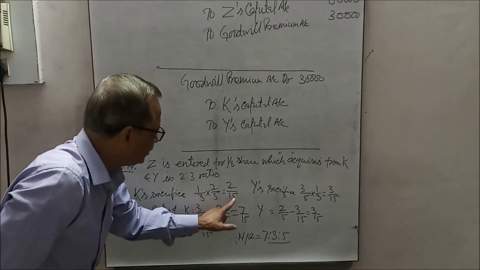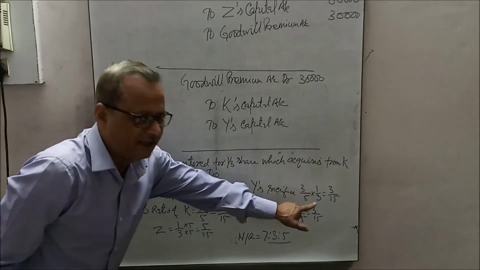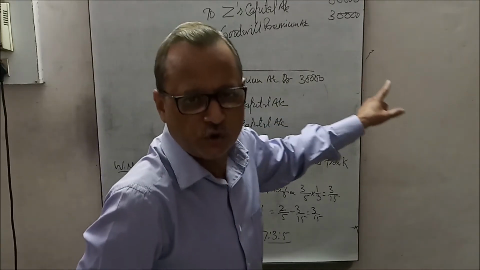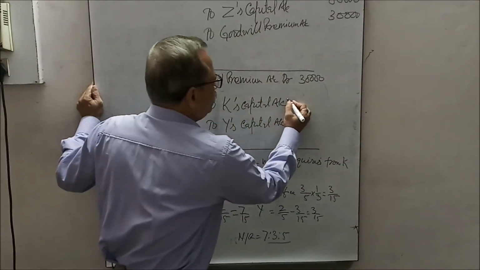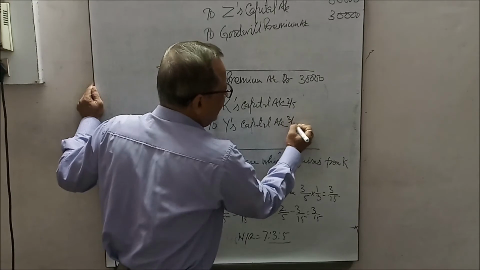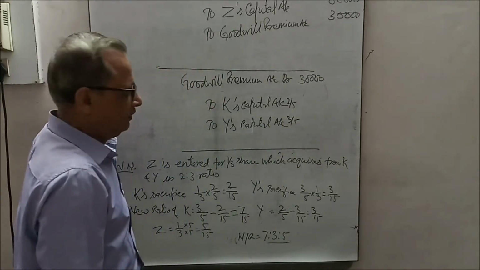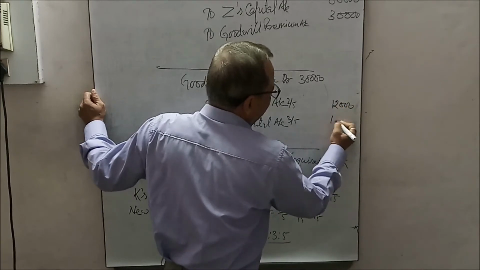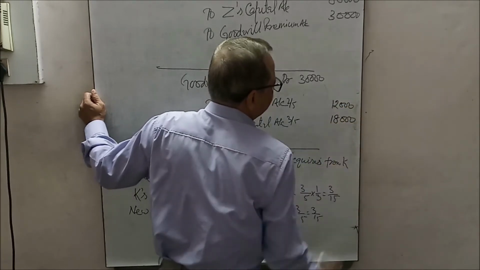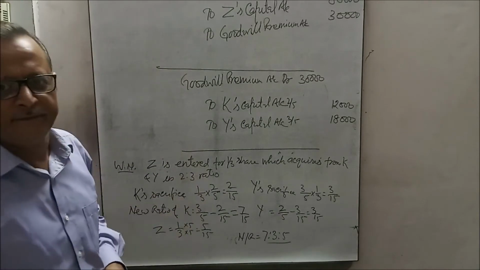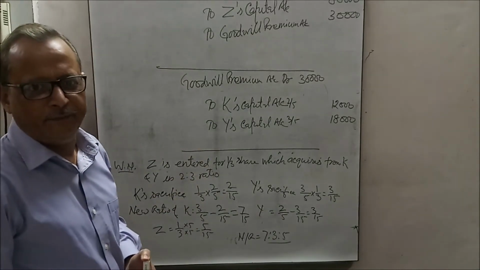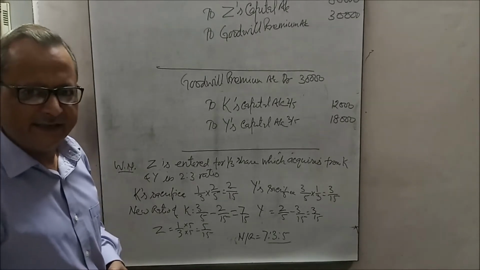So the sacrificing ratio is 2/15 and 3/15, that is 2:3. So 30,000 will be divided in 2:3, 2/5 and 3/5, that is 12,000 and 18,000. This is the division of goodwill premium between the old partners in their sacrificing ratio.